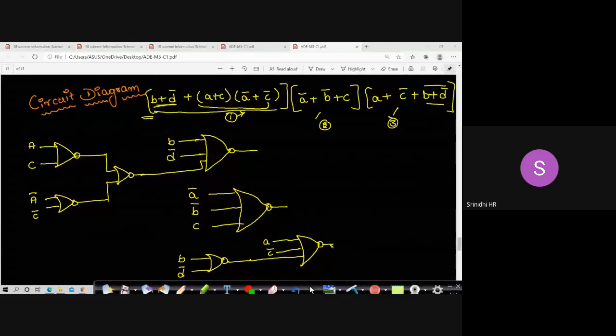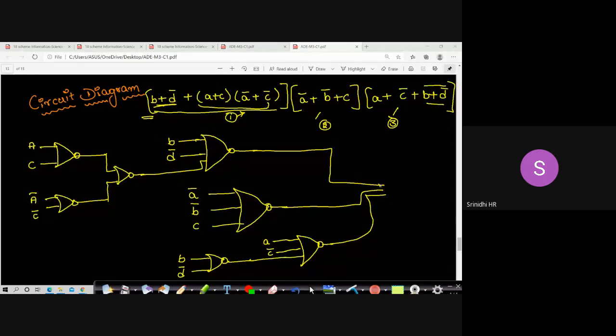Okay, so combining all these things, this is one of my outputs, this is my second output, and this is my third output. I'll combine them together and subject them to an OR gate here. So this is your final output F. So F is equal to this whole thing. This is how you reduce this whole expression.